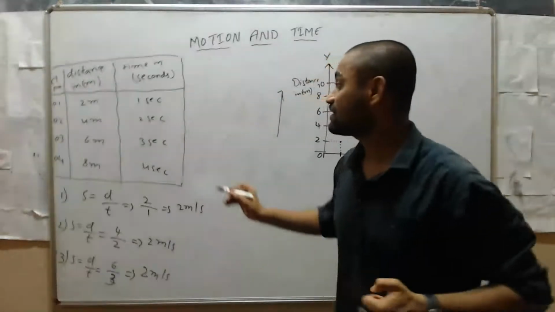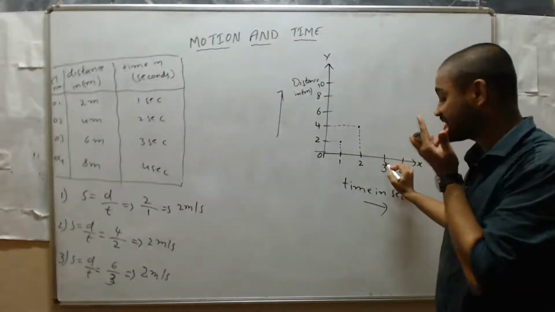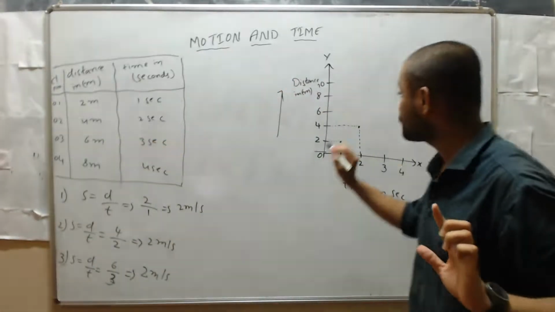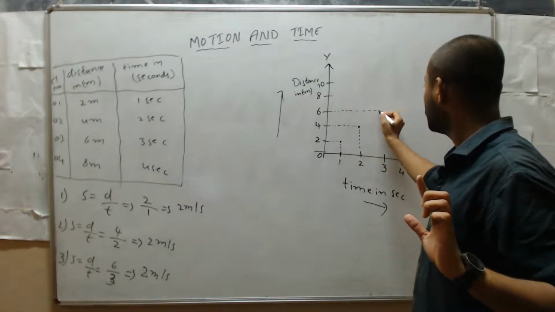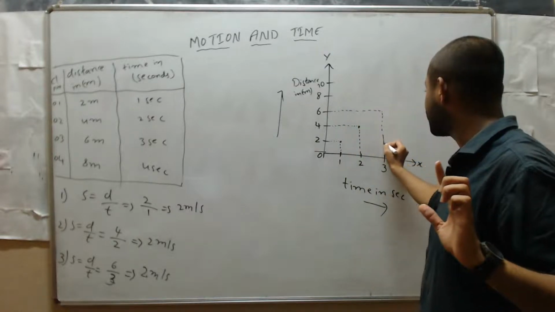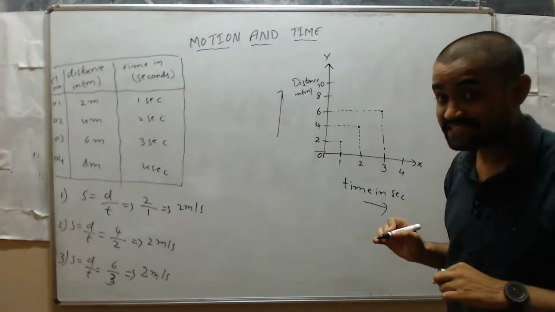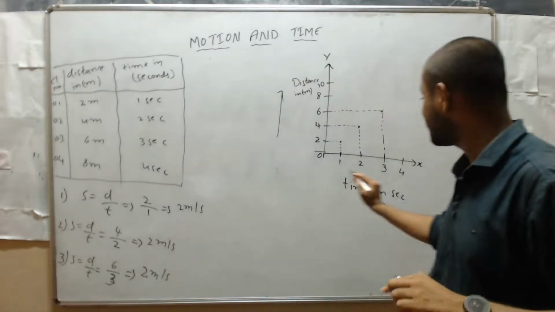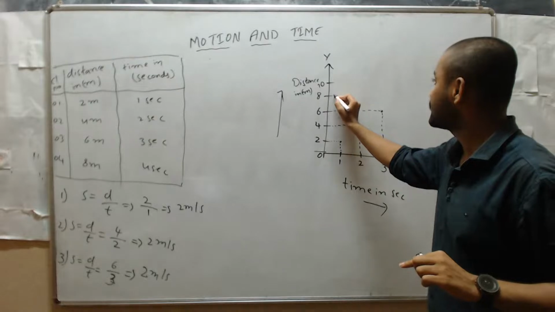Then the third case, that is 3 seconds. Here will be 3 seconds. And what is the distance covered by the car? That is 6 meters. And 3 seconds is here. Again I will put a dot here. Is it clear, students? Then 4 seconds. And where will the car be? It is at 8 meters. See here, 8 meters is here.